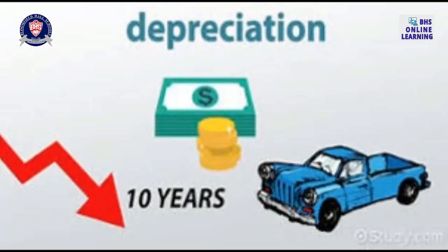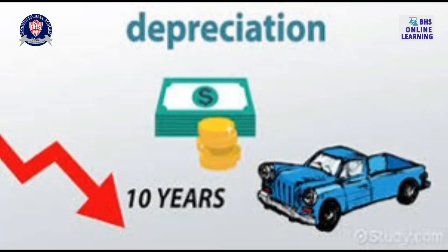Line lectures to Form 3 for accounting, fourth quarter syllabus. The topics that are included in the fourth quarter for Form 3 accounting are depreciation, analysis and interpretation, and accounting concepts and principles. Right now, we are going to start with the first topic, which is depreciation.